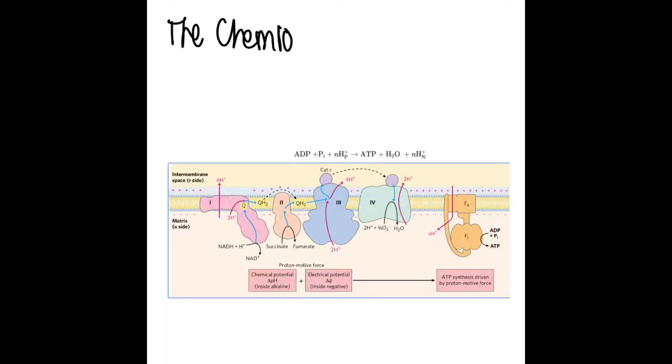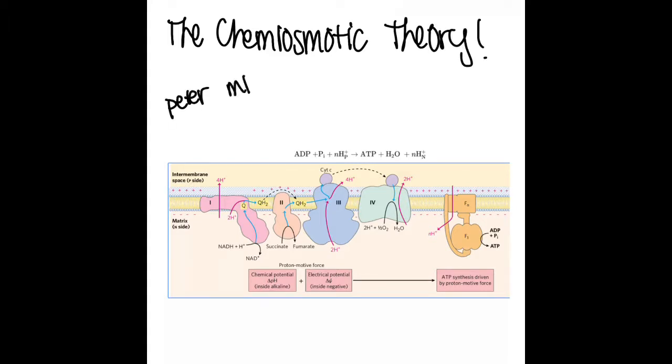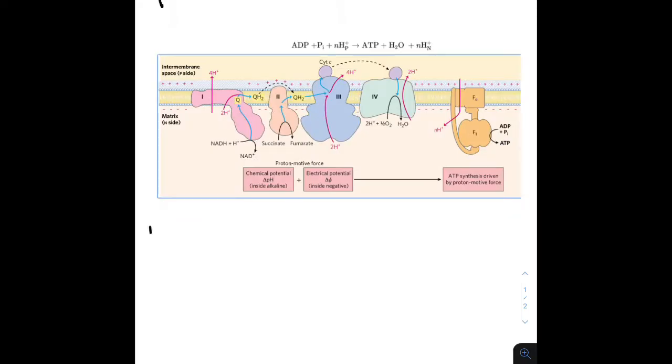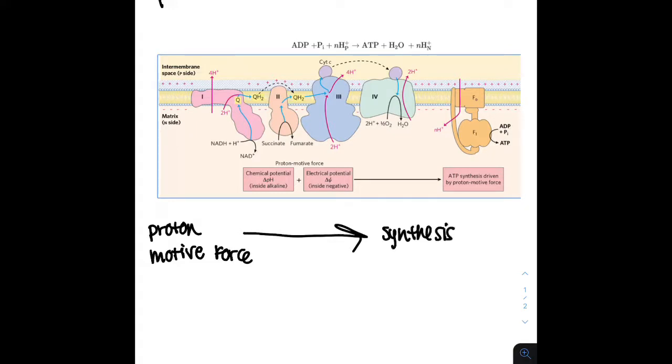The chemiosmotic theory. It was proposed by Peter Mitchell in 1961. In his proposal, he hypothesized that proton motive force was responsible for driving the synthesis of ATP, and he said that this was done by energy coupling.